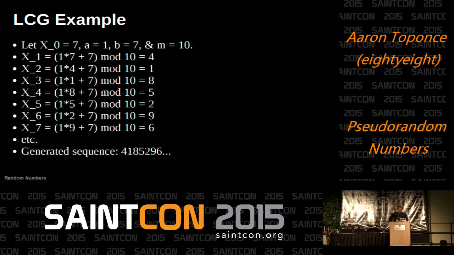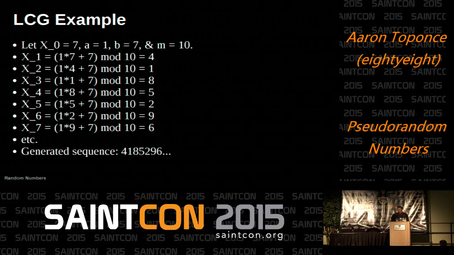As an example, let's set our seed to 7, our scalar to 1, our constant 7, and we'll do this in mod 10. So our first round, 1 times 7, there's our seed, plus 7, mod 10 equals 4. That becomes our new seed for x sub 2. So 1 times 4 plus 7 is 11. 11 mod 10 is 1. That becomes our new seed, and so forth, right? It's as simple as y equals ax plus b mod n. That's all we're doing here.